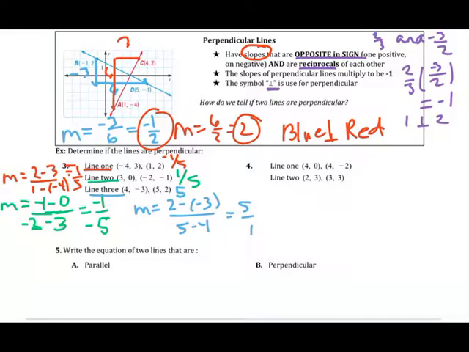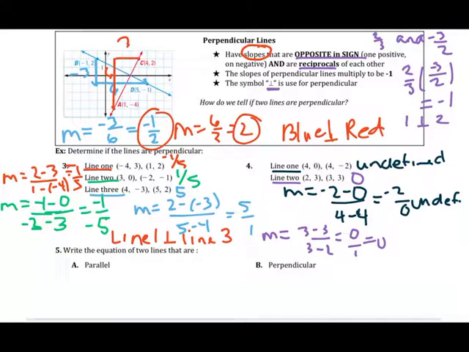So the first line is going to have a slope of -1/5 on number 3. The second line is going to have a slope of 1/5. The third line is going to have a slope of 5. Line 1 has an opposite sign from both line 2 and line 3. But two things have to be true: opposite in sign and reciprocals of each other. So the only two that are perpendicular here is line 1 is perpendicular to line 3. Go ahead and pause the video and work through number 4.